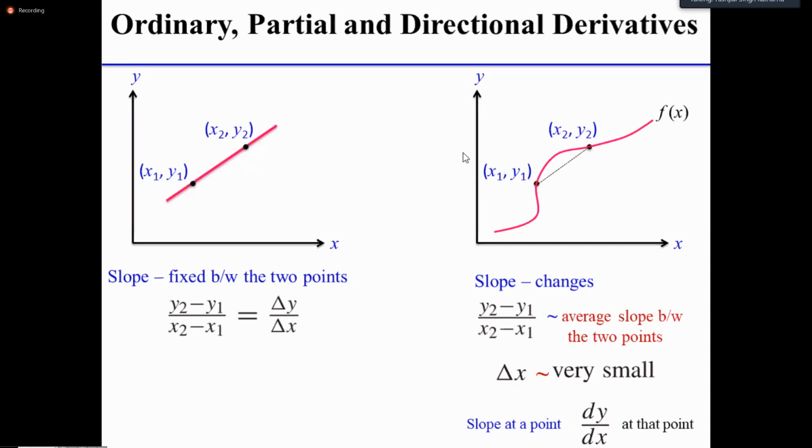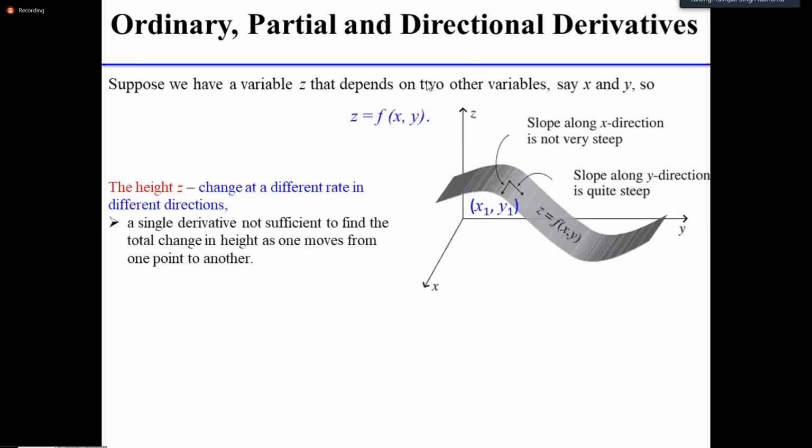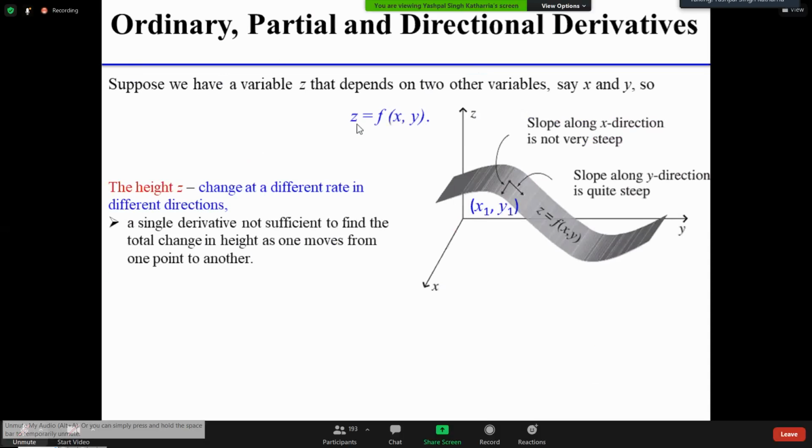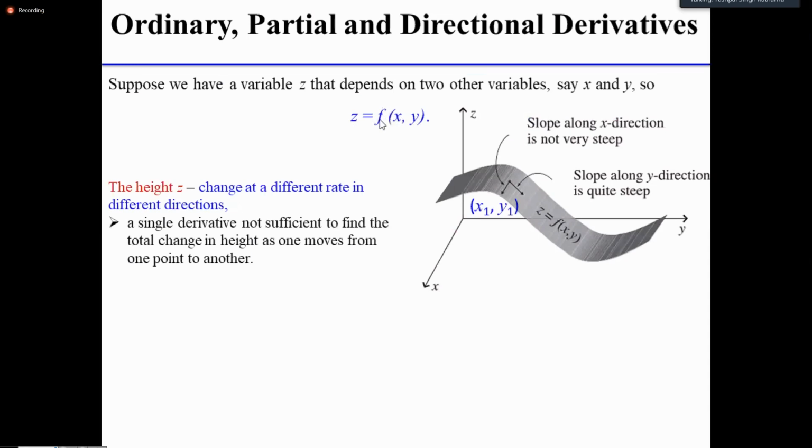Now we go for the next function. So suppose I have a function z, and z depends on variable x and variable y. So z can be said to be a function of x and y. So if you want to look at it in the real meaning, z could be the height which varies with x as well as y. So this can be represented with the curve shown here, the 2D curve that you see here on the screen.